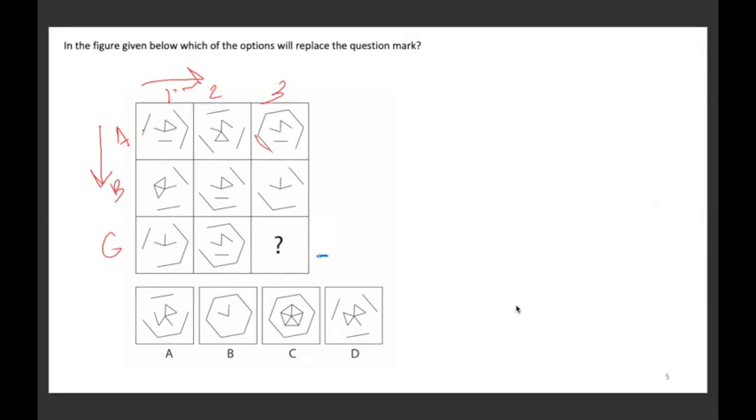For example, the red colored part which I'm drawing here is coming from figure 2, and the blue colored part that I'm drawing here is actually coming from figure 1. That means it's an additive method. In the second row B also, I'm drawing the same thing here, blue part figure 1 and red part figure 2. Sorry, blue part figure 2 and red, yeah.